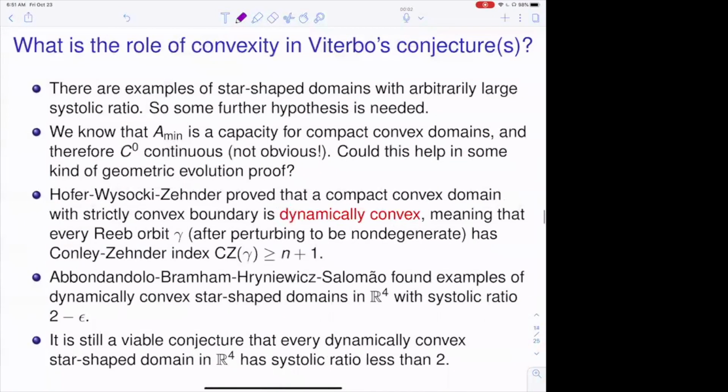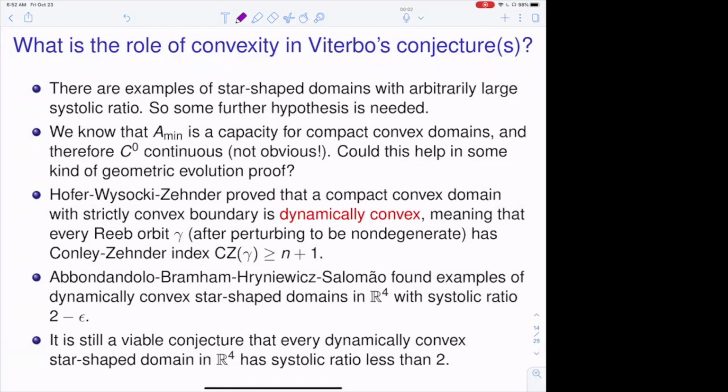Philosophically, you can say, what is the role of convexity in this conjecture? And that's a mysterious question because being convex is not invariant under symplectomorphisms. So if the statement is true for everything convex and it's also true for everything symplectomorphic to a convex domain, which is a lot more domains, it's not clear exactly what assumption you would want to make. But it's certainly not true for all star-shaped domains because you can find star-shaped domains with arbitrarily large systolic ratio.